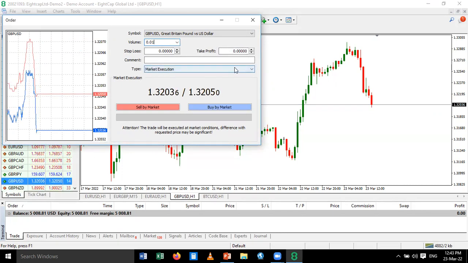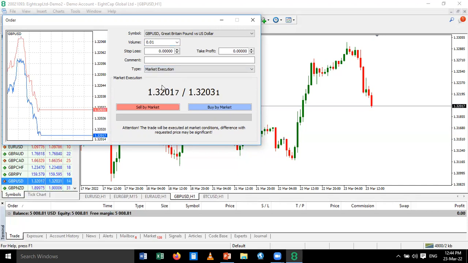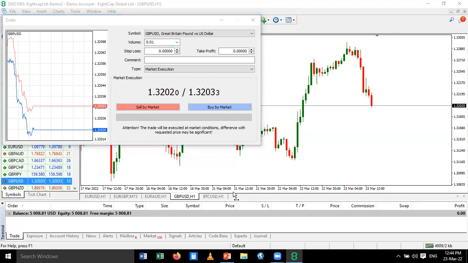Under type, if I drop type down, we have market execution, which is the same thing as instant execution. Then we'll have the pending order. At the moment, I'm doing an instant execution, so I will leave it at market execution. Then you have sell by market, buy by market. Now I'll click on buy, but before I click on buy, I want to draw your attention to something.